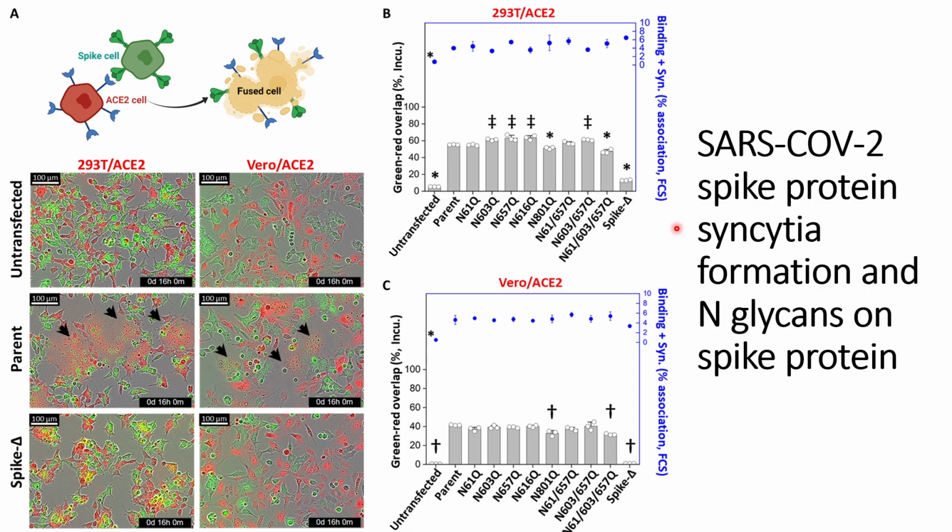So from this they have concluded that this N801Q mutation and this N616Q/N657Q mutation help in reduction of the syncytia formation, and these glycans might play some role in the syncytia formation in the SARS-CoV-2 spike protein. I hope you have understood something about syncytia formation and the role of N-glycans in it. There is not that much role involved, as these signals are only reduced by 10 to 20%.